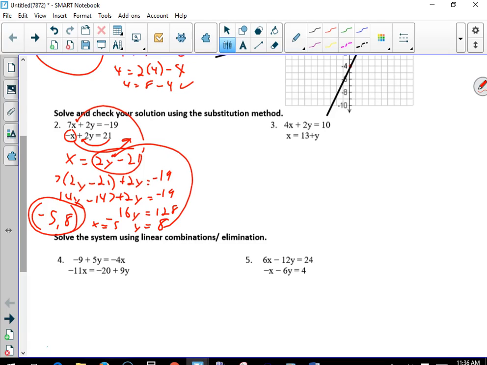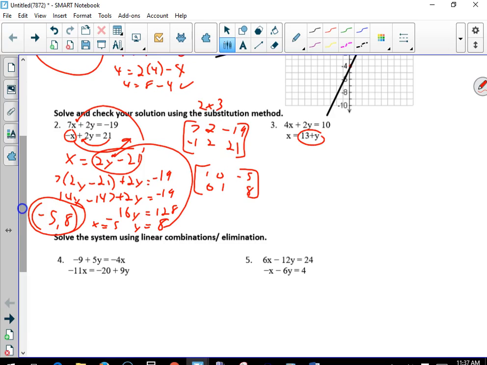You can also remember, use a matrix to check these. So you can plug it into a matrix, a 2 by 3, remember, 2 rows, 3 columns, 7, 2, -19, and -1, 2, 21. When you plug this in your calculator, you'll get 1, 0, 0, 1, and you'll get -5, 8. So you can always check it also by doing a matrix.